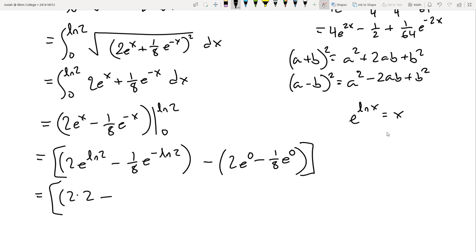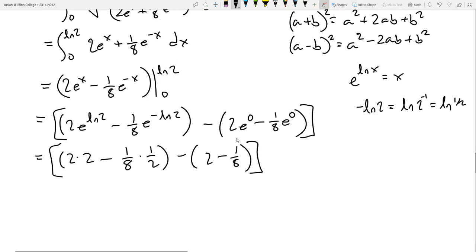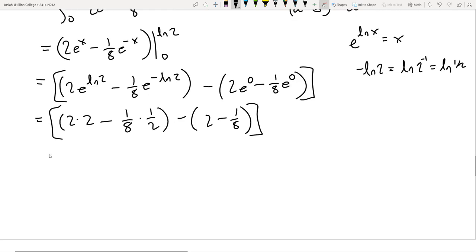On the other hand, if we have a negative on the outside of our natural log, remember any coefficient of a logarithm becomes the power. And so this is natural log of 1/2. So we get 1/8 times 1/2, minus 2 minus 1/8. So we get 4 minus 1/16, minus 2 minus 1/8.